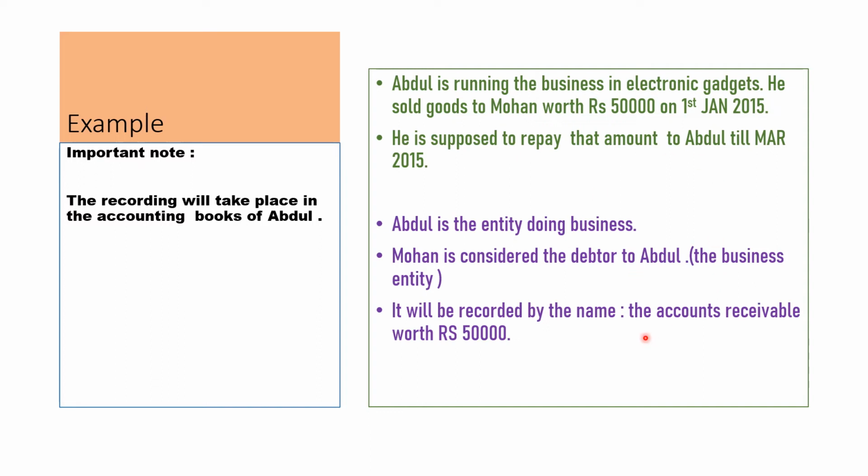You always write the name accounts receivable, and in the bracket you can write Mohan, who is the debtor to Abdul. So a debtor is a person who owes money to the business. So Mohan owes money to Abdul. So Mohan is the debtor to Abdul.